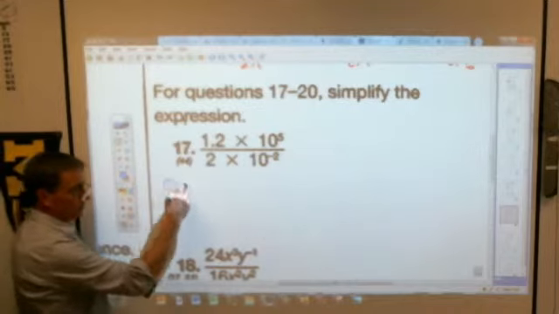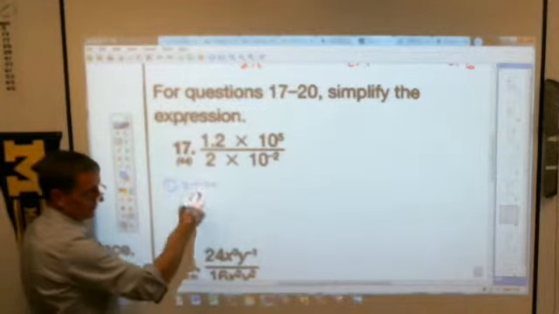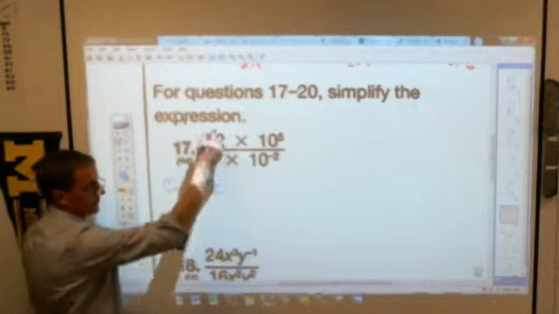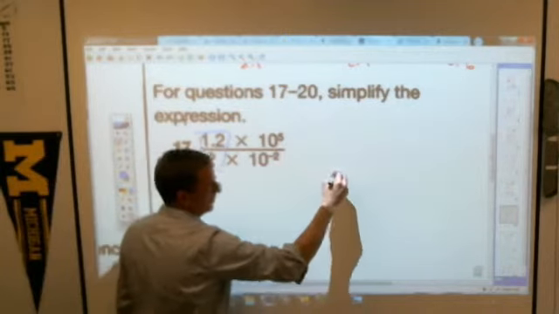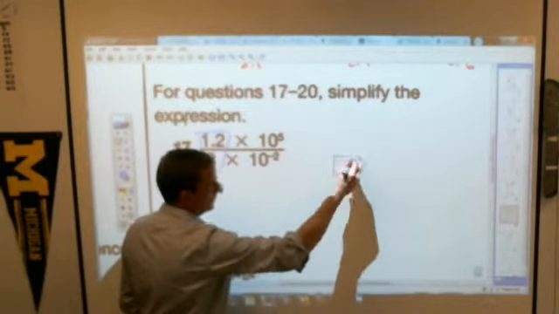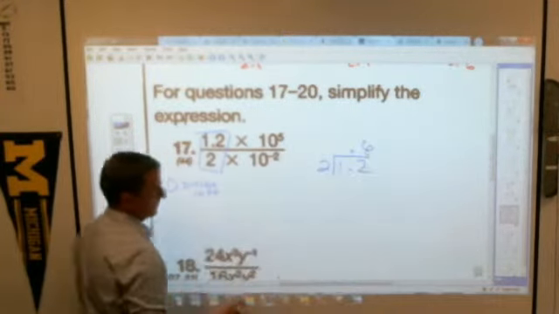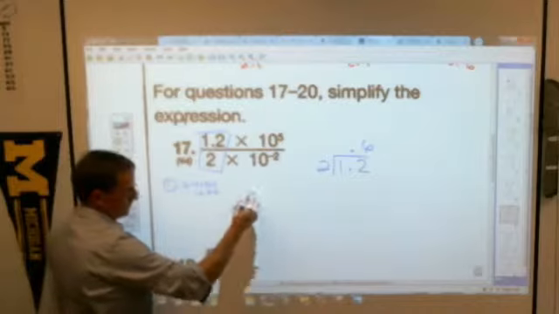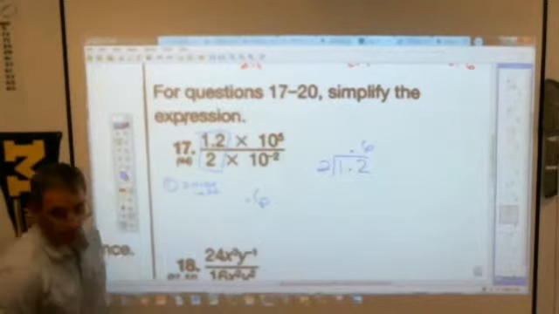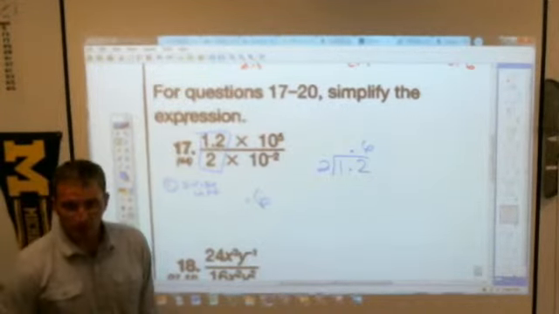Step number 1 is you divide the left side. So I'm going to divide this, which is pretty simple. 1.2, bottom into top, gives me 0.6, which should cause you to shudder, because you know that that won't be scientific notation.